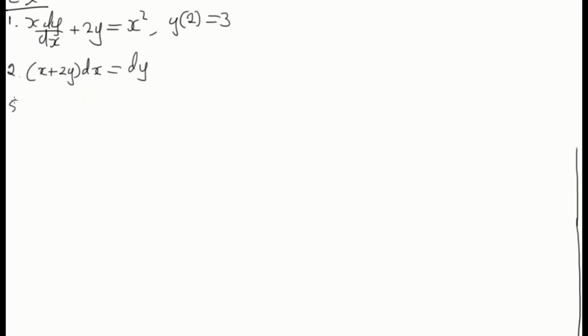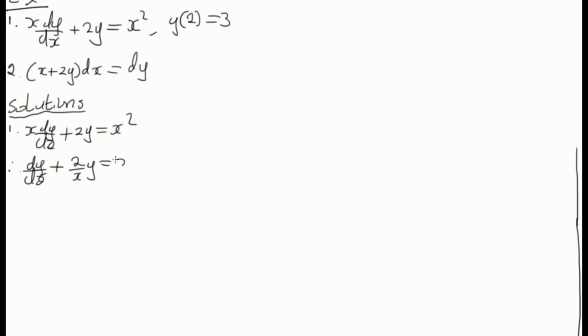Okay, so let us try to get the solutions. Exercise 1. Let me first rewrite it here: x dy/dx plus 2y is equal to x squared. So what do we do? Standard form. Therefore, I have to remove this coefficient x, dividing all the terms by it. We'll get dy/dx plus 2 over x times y is equal to x, which gives us a nice standard form that we can solve using the integrating factor method.